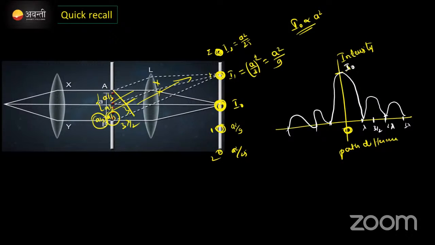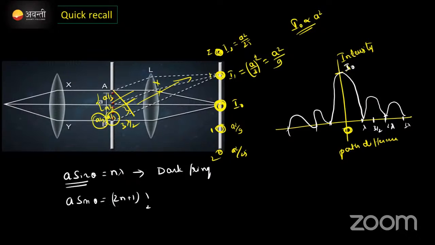And here, what is the path difference for dark fringe? Keep this in your mind, it is very important. Actually, a sin theta is equal to n lambda we will write. This is the path difference for the dark fringe in diffraction. Similarly, a sin theta is equal to (2n plus 1) lambda by 2 means it is a bright fringe.